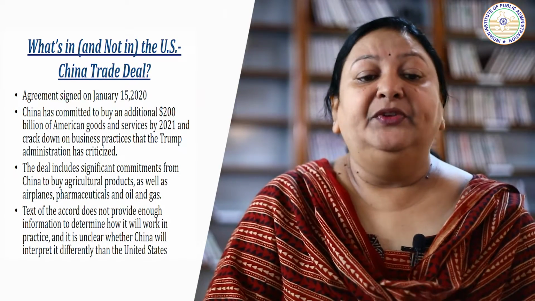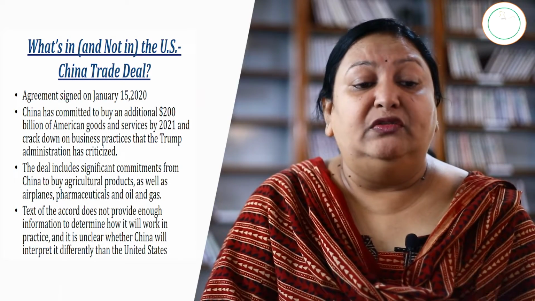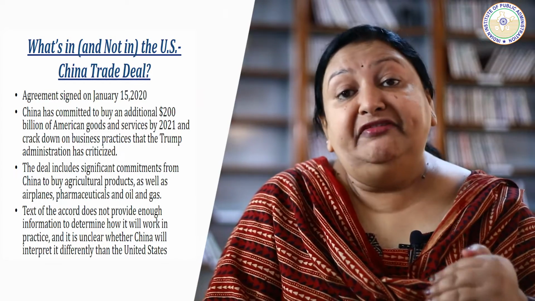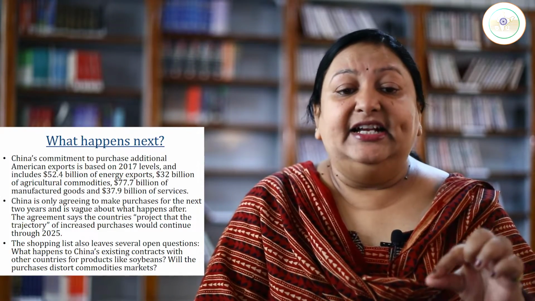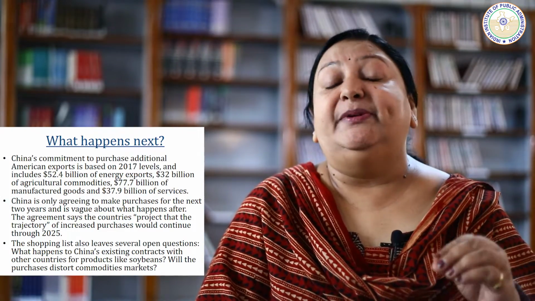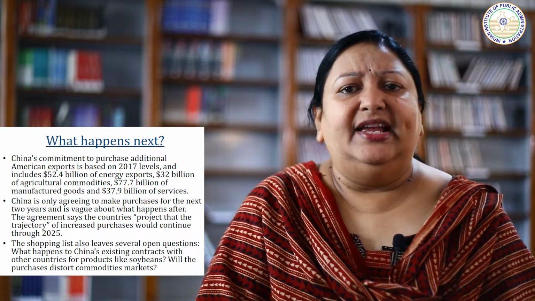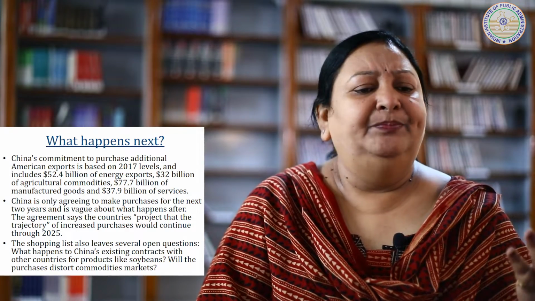The text of the accord does not provide much information to determine how it will work in practice, and it is unclear whether China will interpret it differently than the United States. Basically, China has agreed to buy these products from the United States for only 2 years. The agreement says the countries project the trajectory of increased purchases would continue only through 2025. So, what happens after that? Whether the trade war will continue, whether the tariffs will continue to escalate, we do not know.